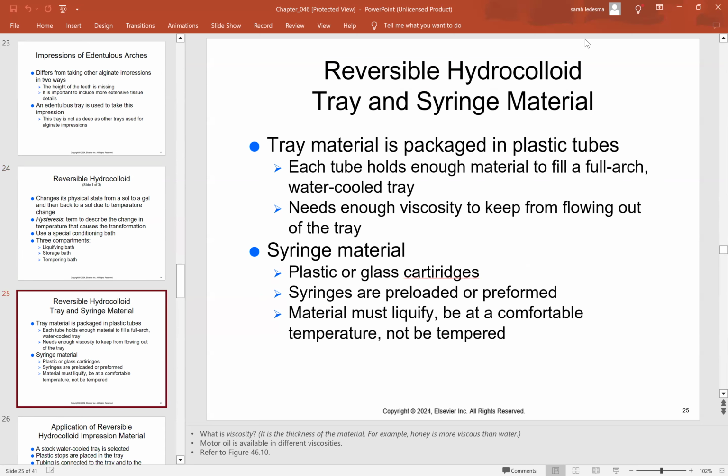The tray material is packed in plastic tubes. Each tube holds enough material to fill an arch in the water-cooled tray. This needs enough viscosity to keep it from flowing out of the tray. Or we might have a syringe material, a plastic or glass cartridge. The syringes are preloaded or preformed, and the material must liquefy to be at a comfortable temperature.